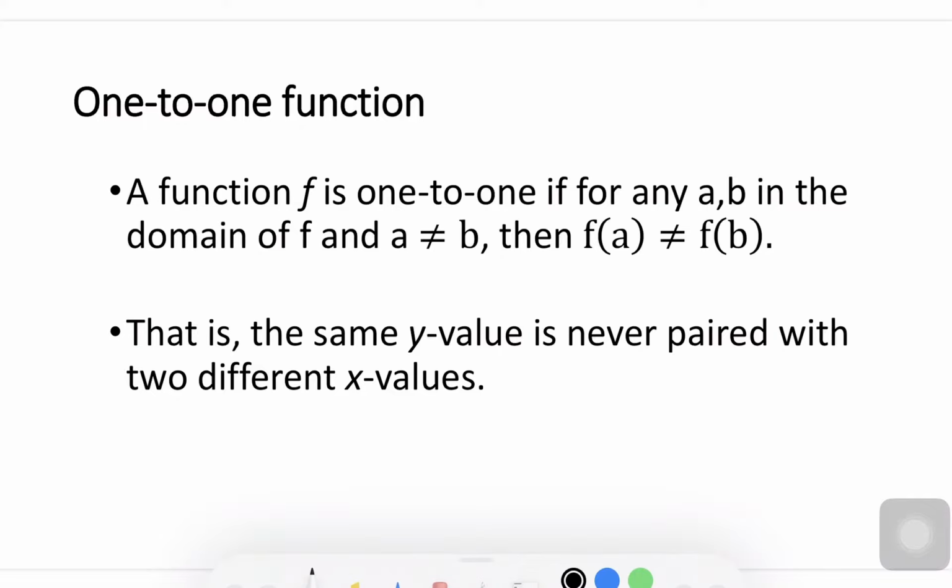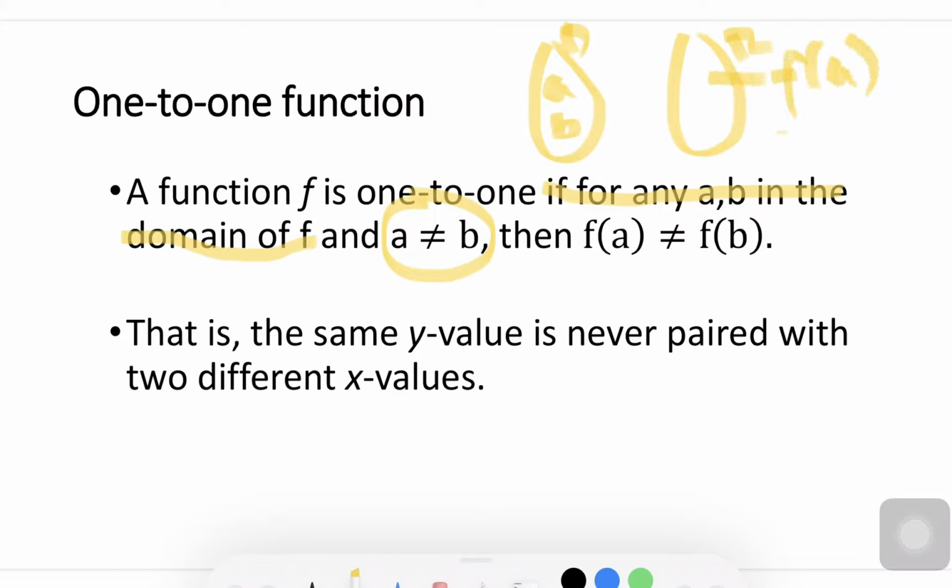if for any a, b in the domain of f, for example, if we have a mapping, this is your domain, this is your range. If we have a and b here, and a and b are distinct, they are not equal, then their images must also not be equal. So f of a must not be equal to f of b. So any distinct elements from your domain must not have the same y value or images. These are the y values, the images.